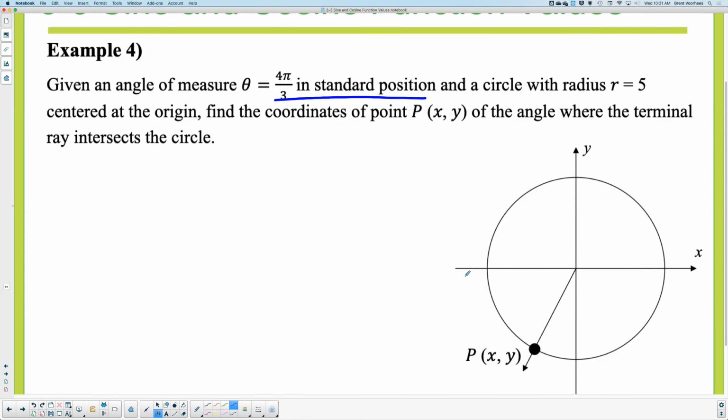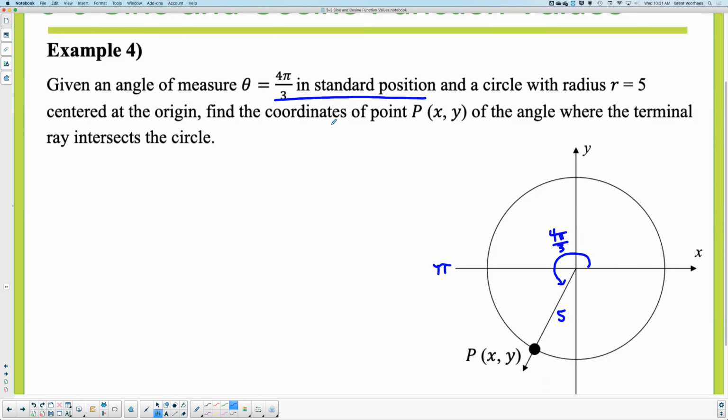180. Put 1 pi right here. You need to know that. So 4 pi over 3 is beyond 1 pi. It's in the third quadrant. And the circle has a radius of 5. Put a 5 there. 4 pi over 3 on my angle.